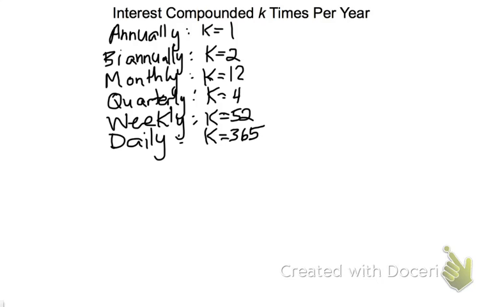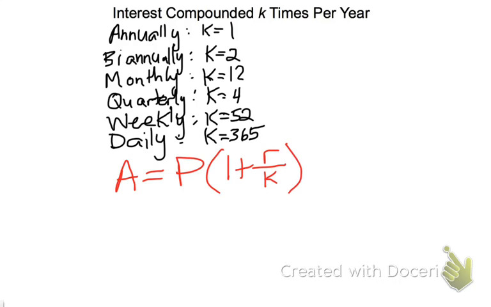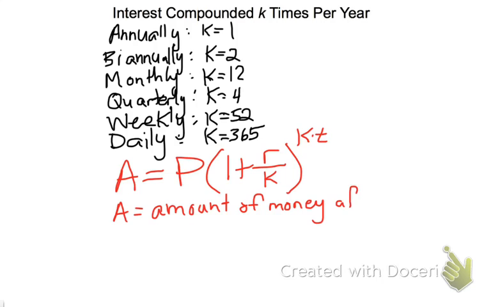The formula for calculating the amount of money that has been invested at a certain annual percentage interest rate, with the interest compounding k times per year, follows the formula A equals P times the quantity 1 plus R divided by K, that entire quantity raised to the K times T power, where A represents the amount of money after T years.